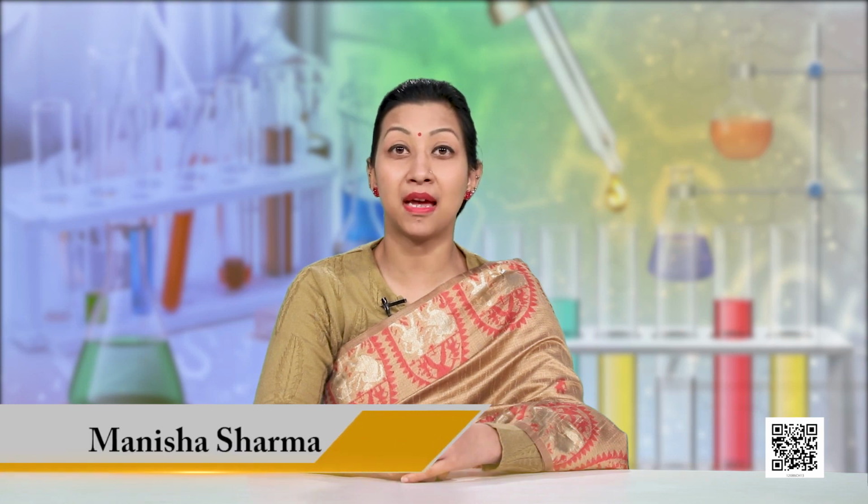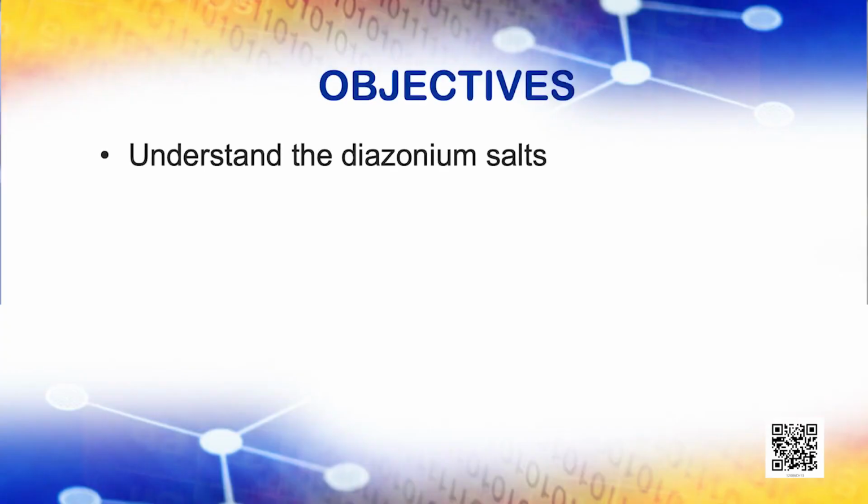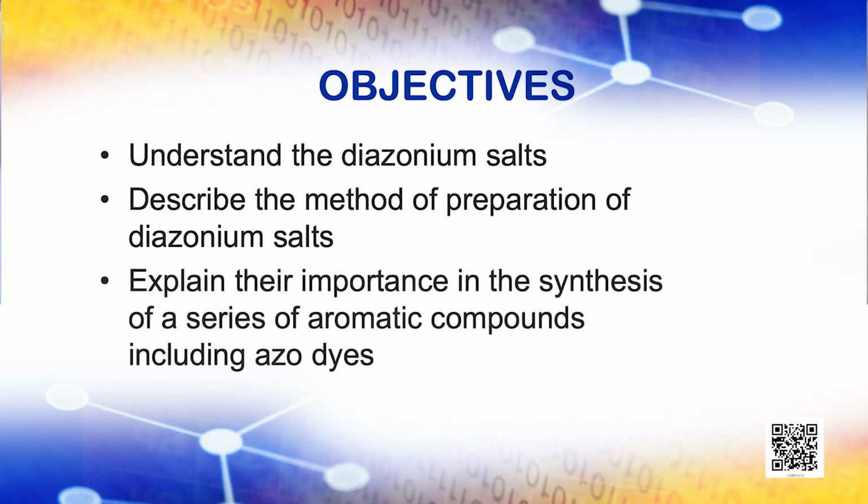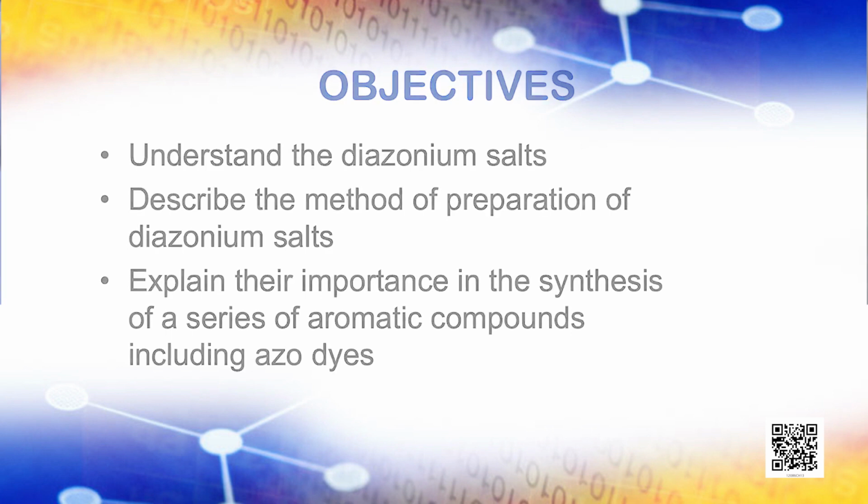Dear learners of class 12th, today we are going to discuss chapter 13 Amines part 4. After this discussion, you will be able to understand the diazonium salts, describe the method of preparation of diazonium salts, explain their importance in the synthesis of a series of aromatic compounds, including azo dyes.